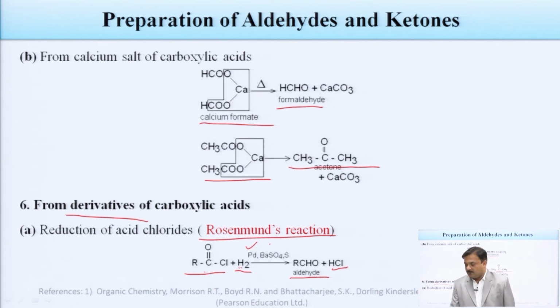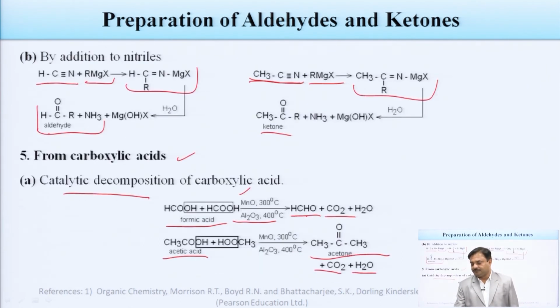So, this is a very important reaction. Please remember the Rosenmund reaction as a preparatory method for aldehyde and ketone, where acid chloride is reduced in the presence of catalysts like palladium to produce an aldehyde.